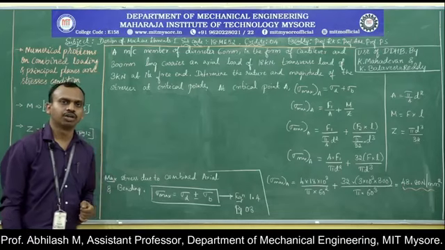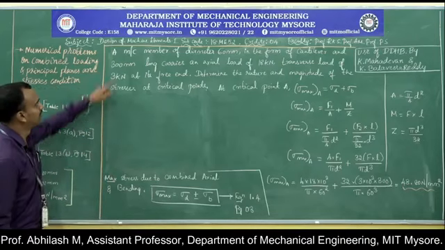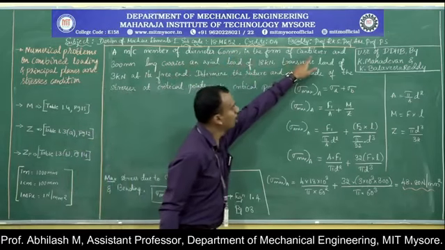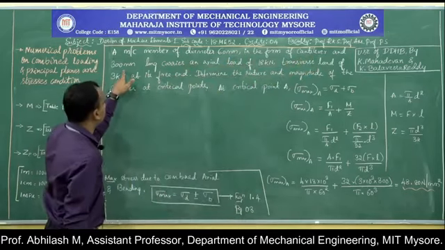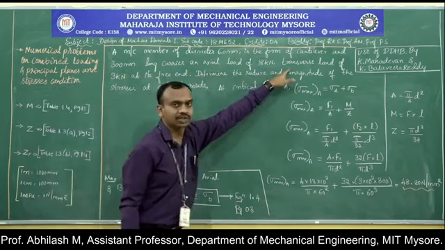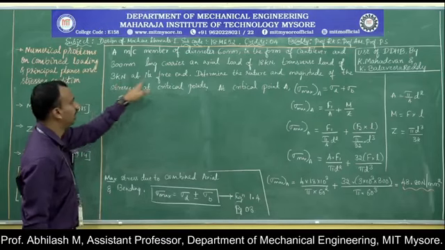Now coming to the first problem, the problem statement is: a machine member of diameter 60 millimeter, in the form of a cantilever and 300 millimeter long, carries an axial load of 18 kilonewton and a transverse load of 3 kilonewton at its free end.